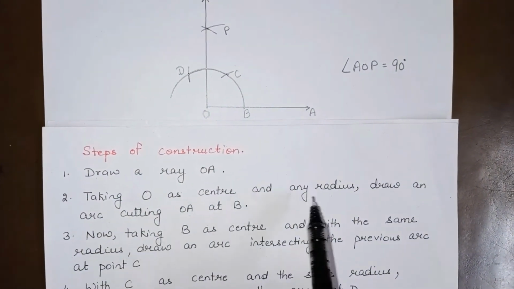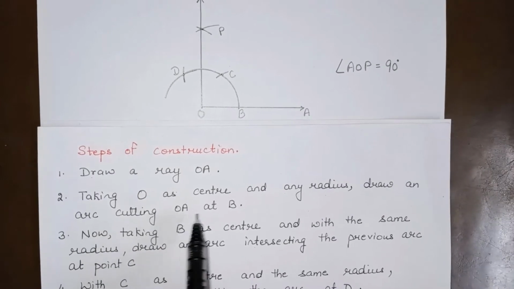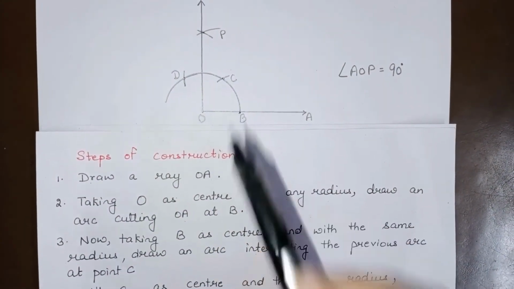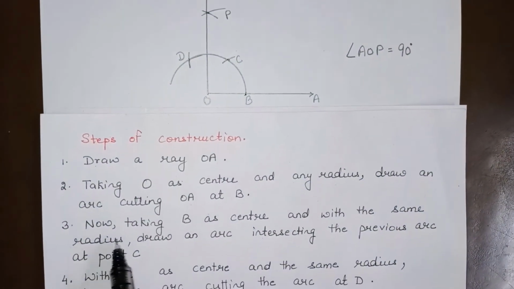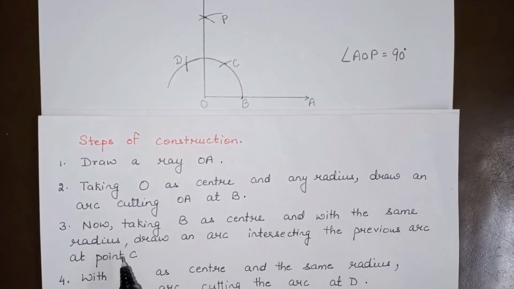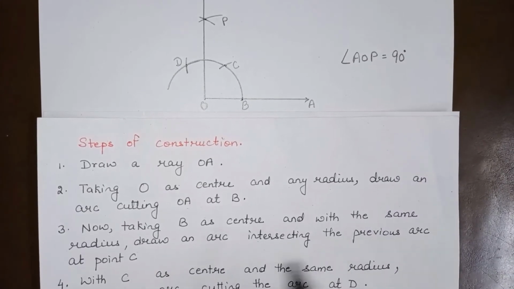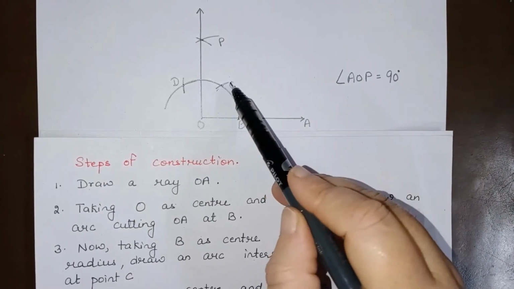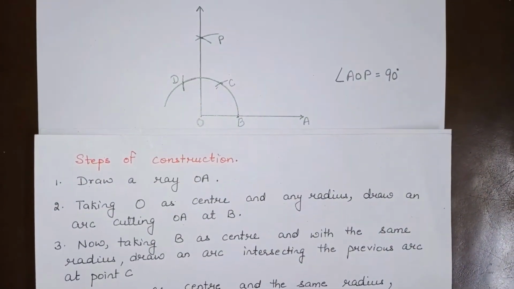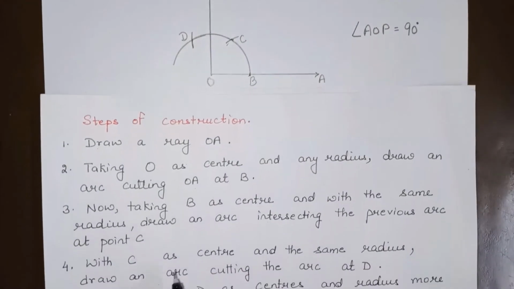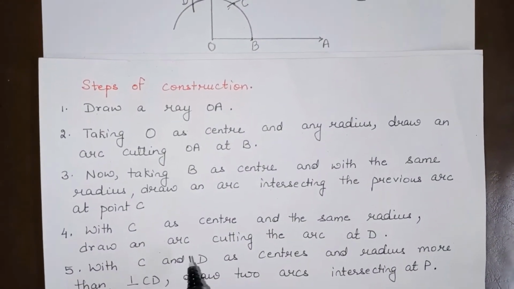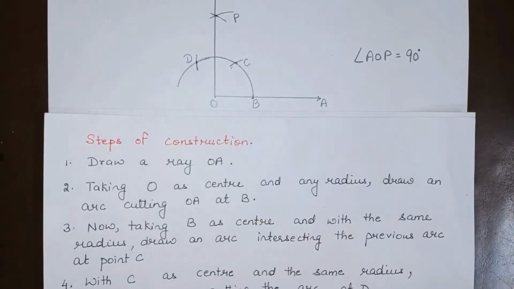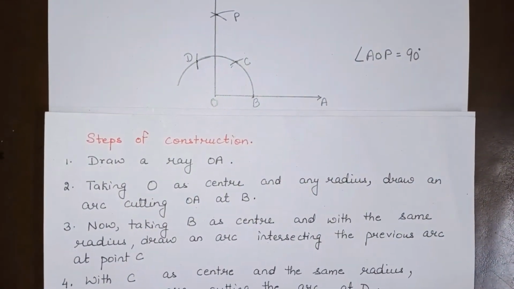Taking O as center and any radius, draw an arc cutting OA at B. Now this arc we have drawn which cut OA at B. Now taking B as center and with the same radius, draw an arc intersecting the previous arc at C. Now with B as a center, we have drawn this arc which is intersecting the previous arc at C. With C as center and the same radius, draw an arc cutting the previous arc at D. At C we have drawn this and it is cutting the previous arc at D.